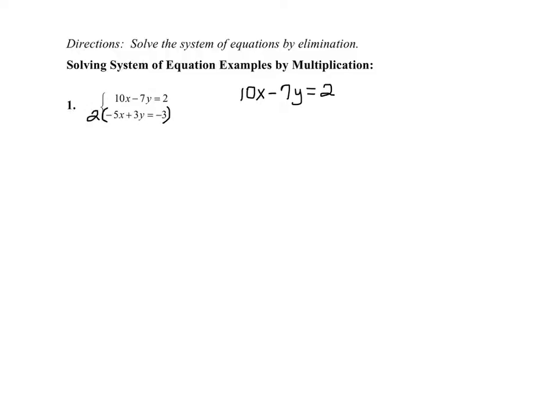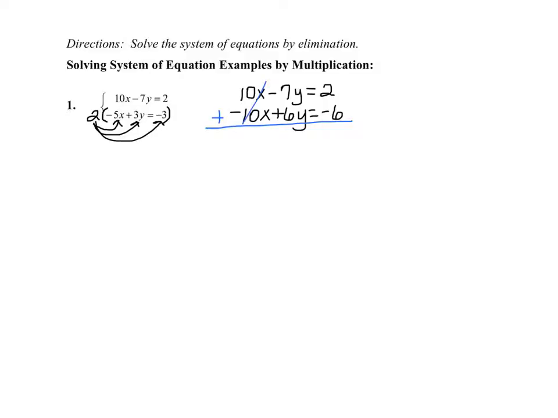And now we're going to distribute our 2 to our negative 5x, which gives us negative 10x, our 2 to our positive 3y, which gives us a positive 6y, and then our 2 to our negative 3, which equals negative 6. So what we did here was we multiplied the whole equation by 2, and it resulted in an additive inverse for our x values. So now we can add them to eliminate.